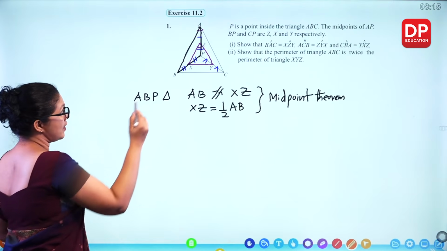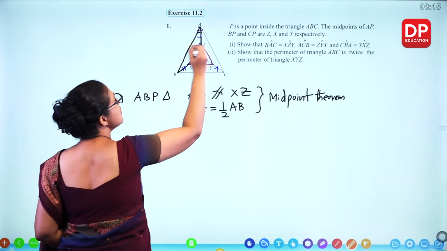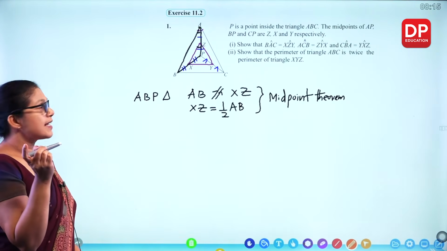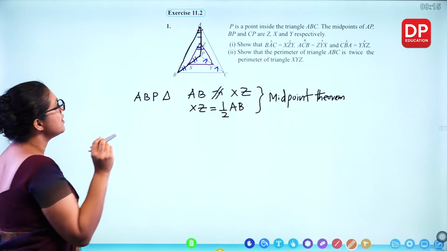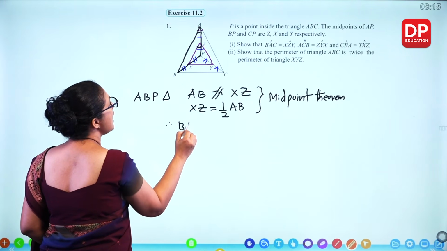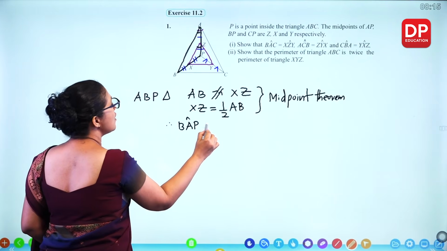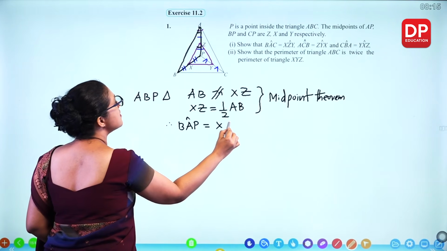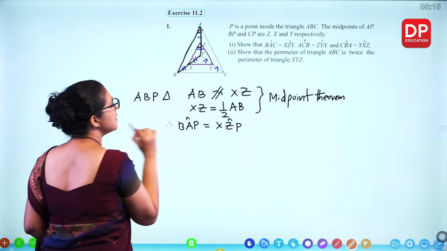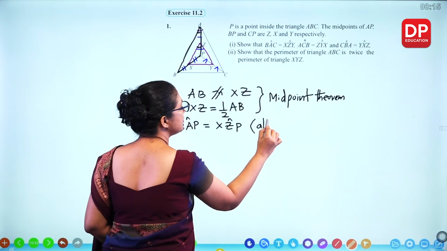Then what can you say about this angle? This angle is equal to this angle because alternate angles are equal. So these two lines are parallel, therefore we can write angle BAP is equal to angle XZP. Alternate angles.